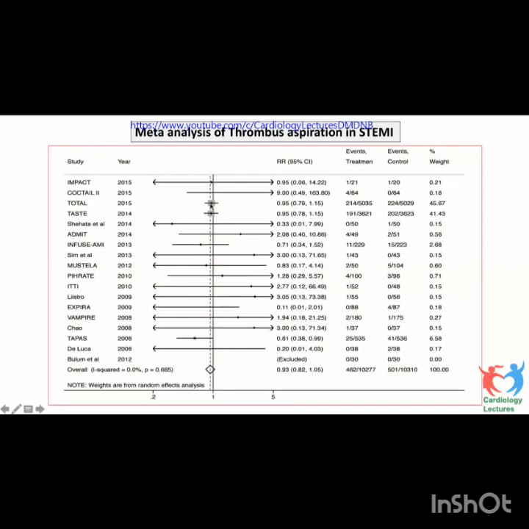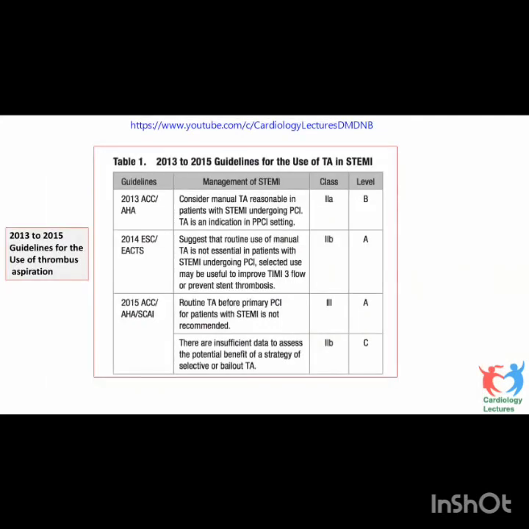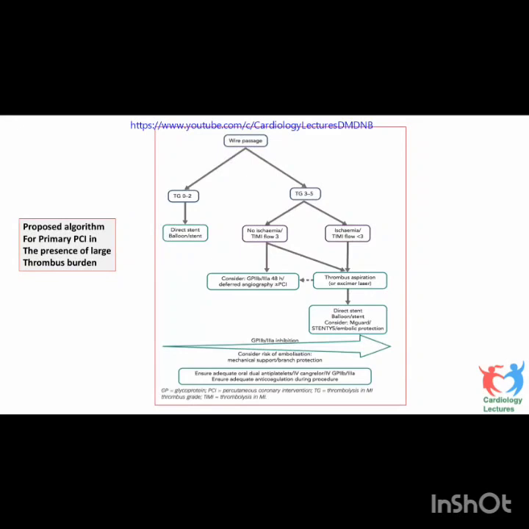But if you look at the large trials in 2014 and 2015, the TASTE trial and the TOTAL trial, which recruited about 10,000 patients and 7,000 odd patients, the data was not very significant. And post these two trials, the meta-analysis has definitely shown that routine thrombus aspiration is not recommended in the context of ST elevation myocardial infarction, though you can reserve it for those patients who have extensive thrombus burden. That is why the guidelines also went from 2A to 2B and then to 3, as time went by.